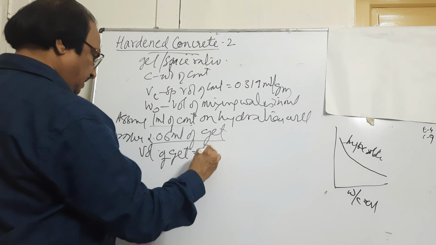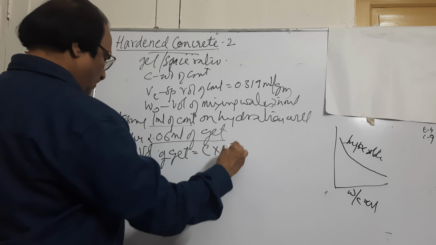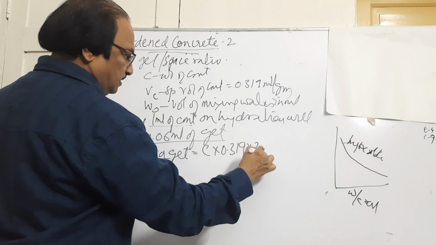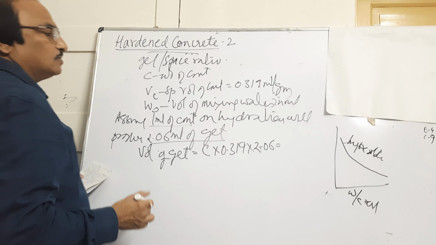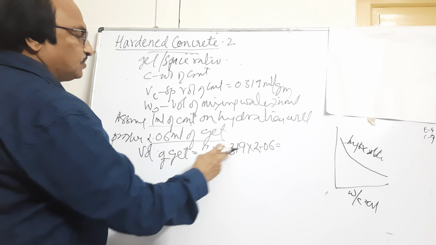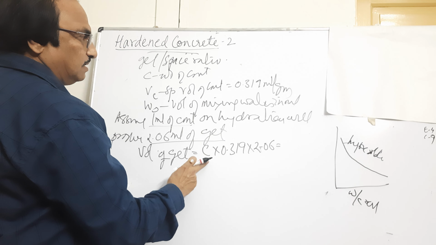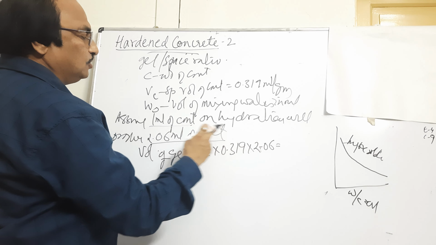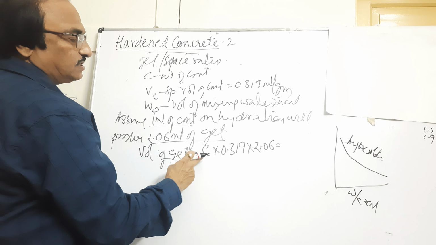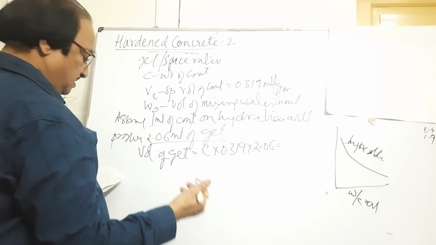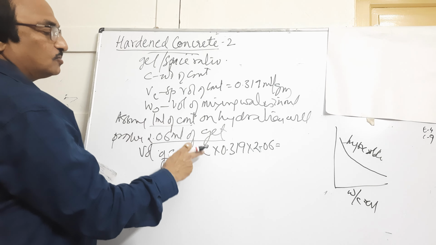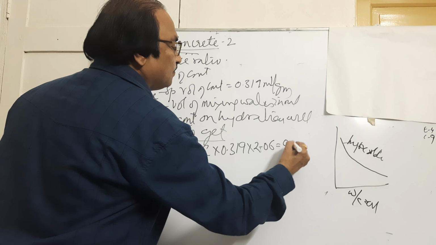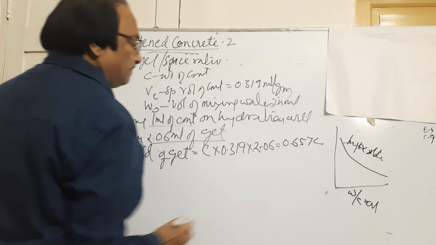Volume of gel is C into 0.319 into 2.06. So this will lead to the volume. 0.319 is the ml volume of cement, and 2.06 ml of gel is formed. C is the cement quantity, whatever we take. So here it is for 1 ml, and C will be the amount of cement that we will be taking. So this will come to 0.657 C.